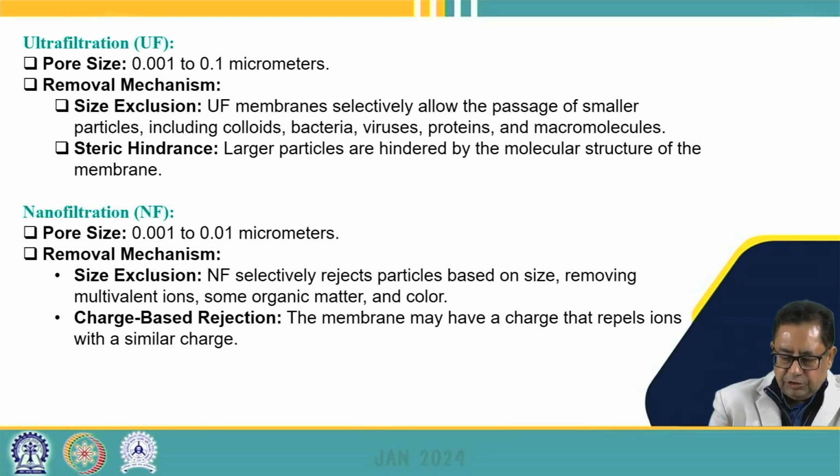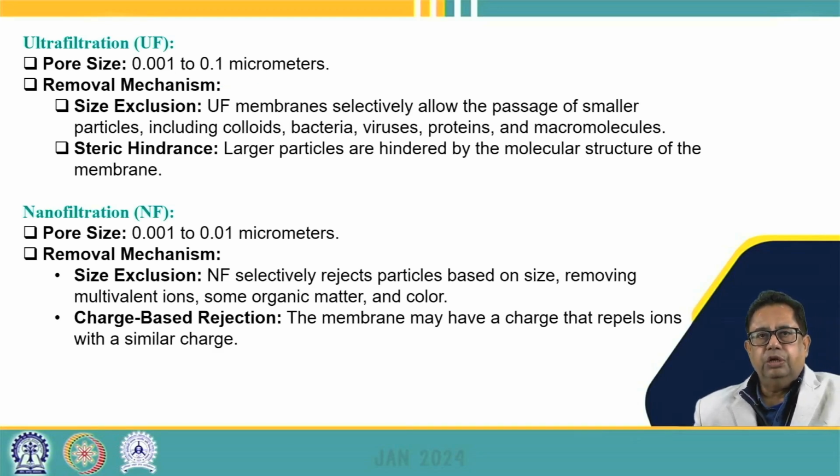For ultrafiltration, the pore size is around 0.001 to 0.1 micrometers. Here ultrafiltration basically works on the mechanism of size exclusion, where it allows the smaller particles like colloids, viruses, proteins and macromolecules to pass, whereas the larger particles are hindered by the surface of the membrane. Similarly, the larger particles are hindered by the molecular structure of the membrane also. That is called steric hindrance.